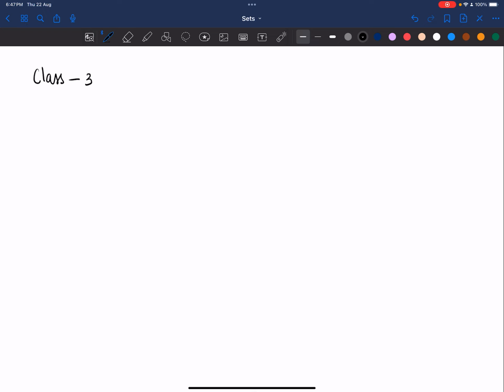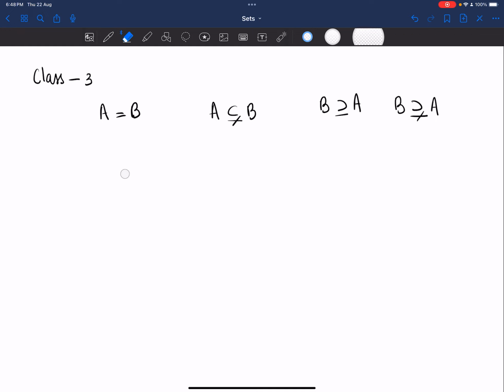In the last class we talked about sets being equal, sets being subset, and then a proper subset, superset, a proper superset. We have also talked about an element, like one, or like an element 1, let's say, belongs to A, if A is something like this.